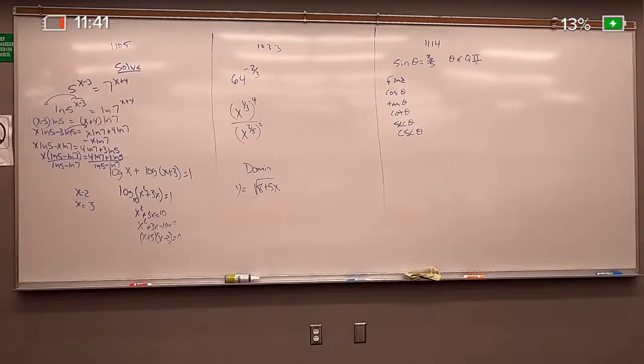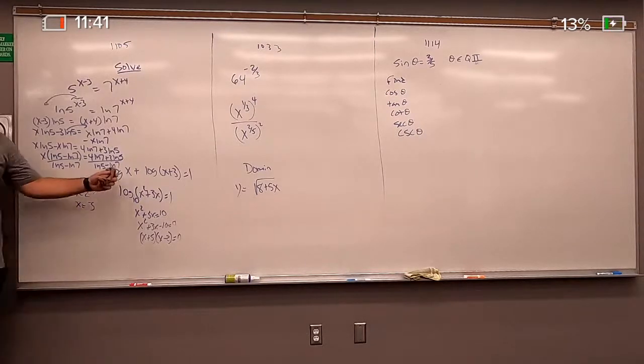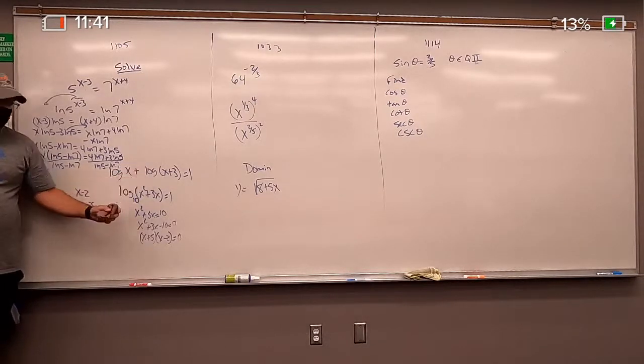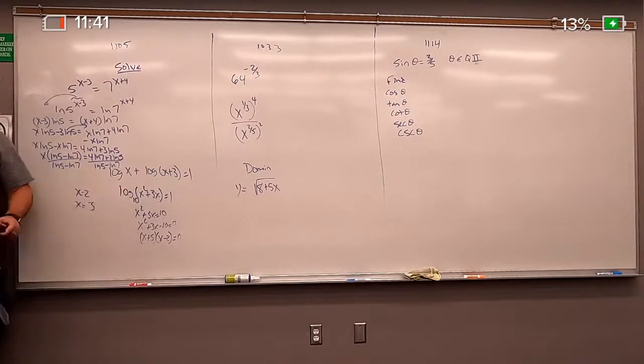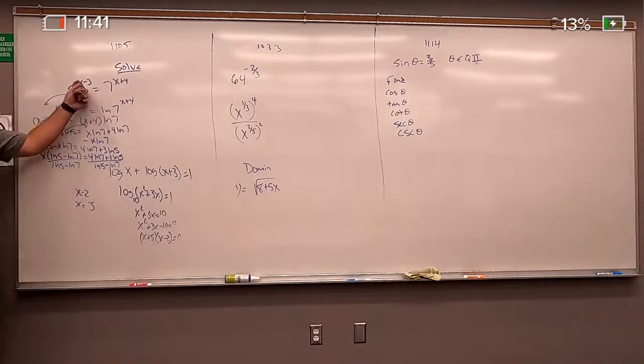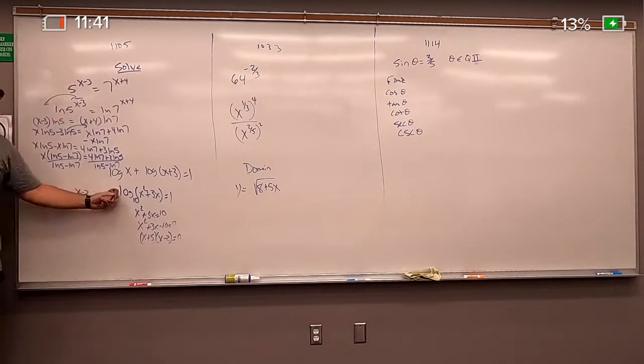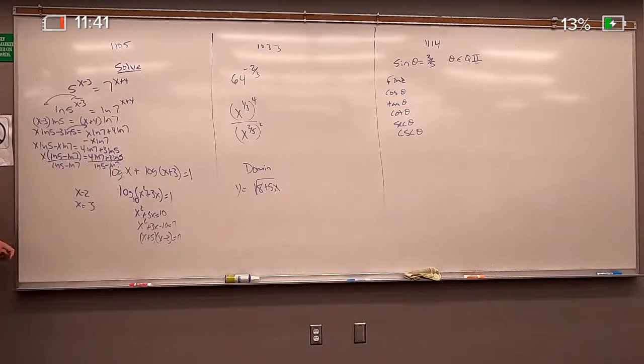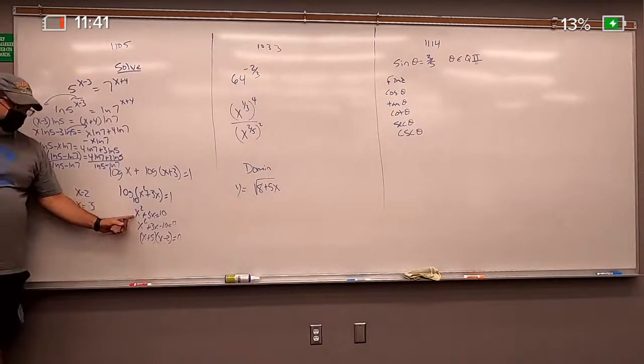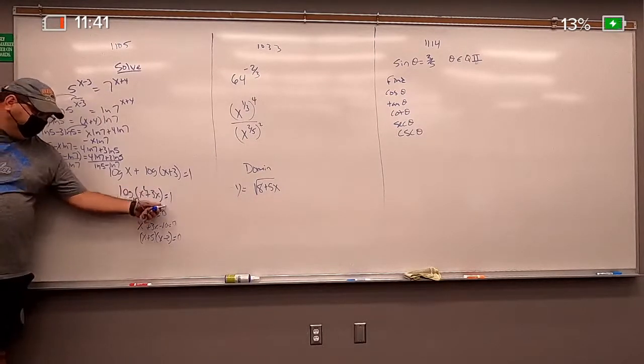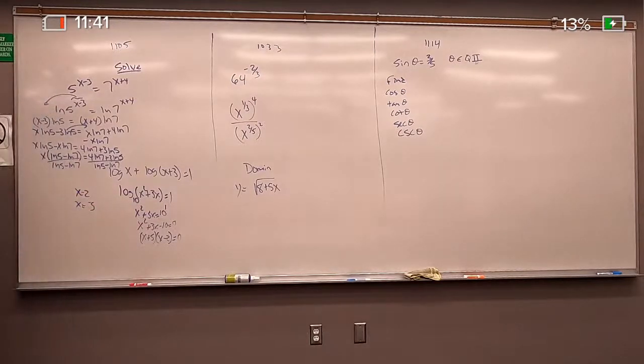I didn't go that far, so I got something completely different. You want to combine them using the properties of logarithms. Then you change them from a logarithm to an exponential, which is always the case. If we have exponential, we switch to logarithms. If we have logarithms, we switch to exponentials. Once I switch to an exponential, I get 10 to the first power equals x squared plus 3x. Then you factor.